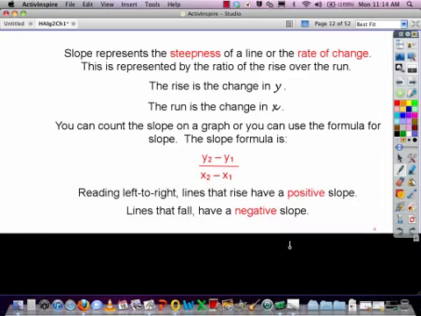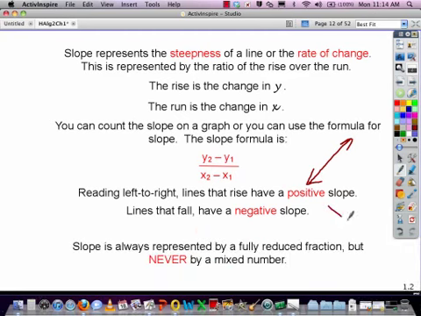Reading left to right on a graph, lines that have a positive slope slant up from left to right, and lines that fall have a negative slope.